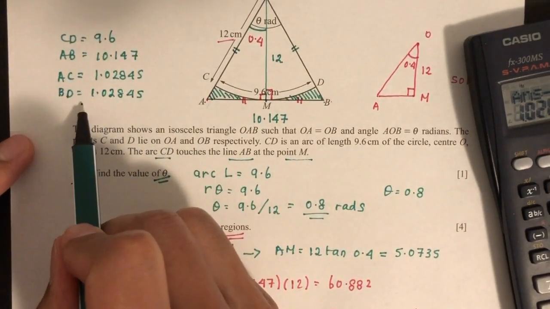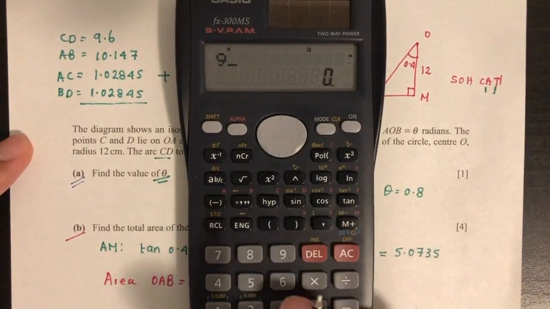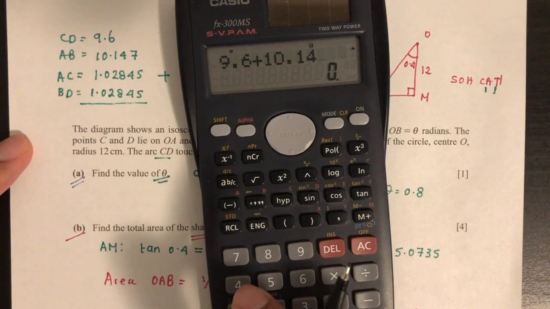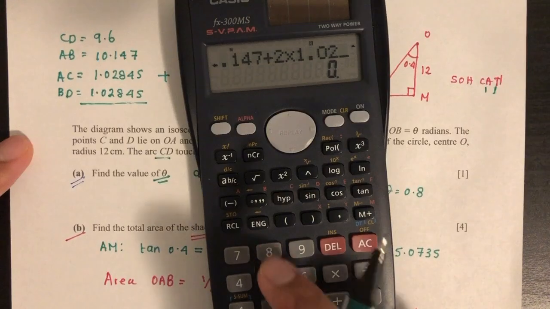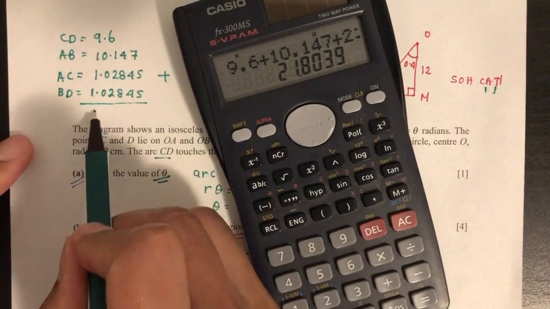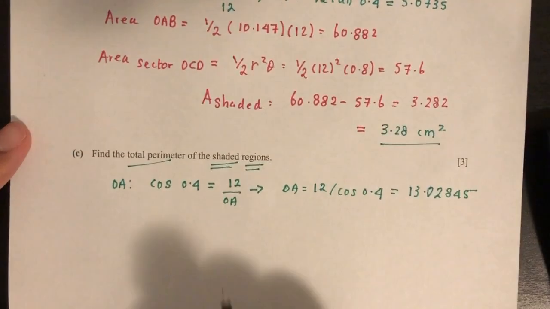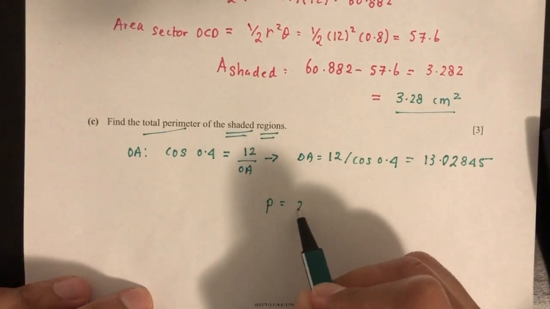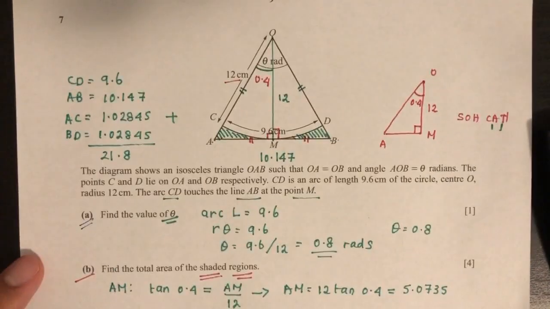Now, to find the perimeter, we have to add everything together. That will be 9.6 plus 10.147 and 2 times 1.02845. That will be 21.8. Correct to 3SF. So of course you have to show your work in this section here so you can get your full marks. So perimeter equal to 21.8 centimeters. Okay, and that is question number 7.